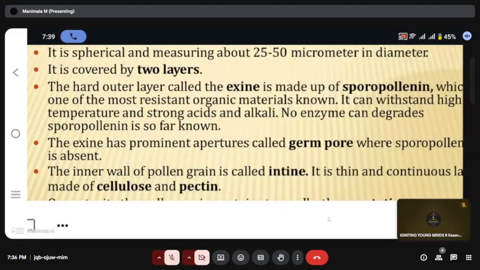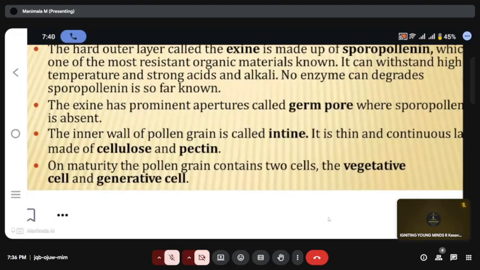The exine also has germ pores. In the region where the germ pores are present, the sporopollenin is absent. From the germ pores only, the pollen tube will start to grow. The inner wall is called the intine. It is a thin and continuous layer. There is no sporopollenin and no germ pores here. It is made up of cellulose and pectin.